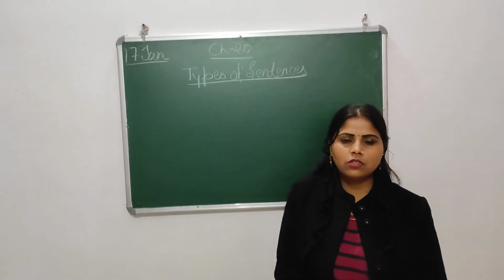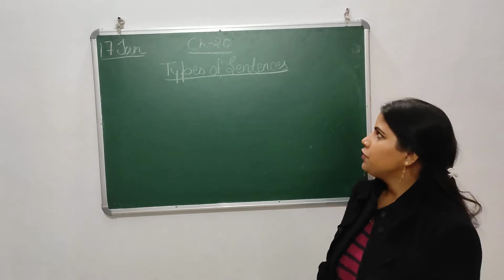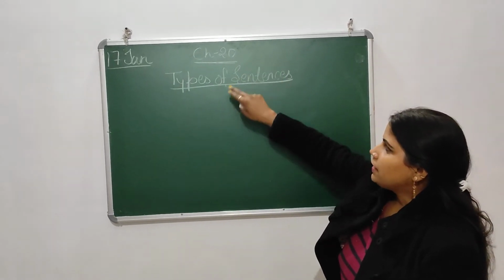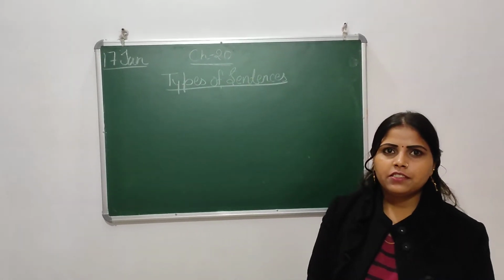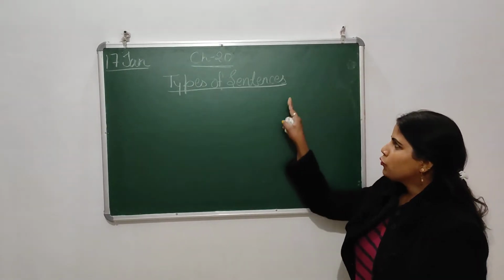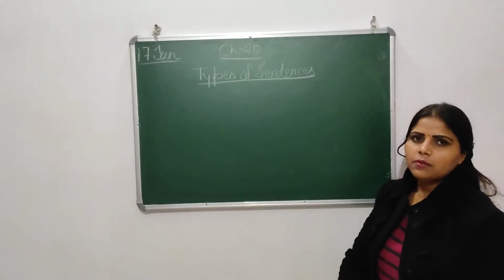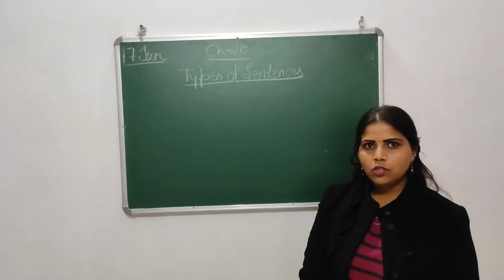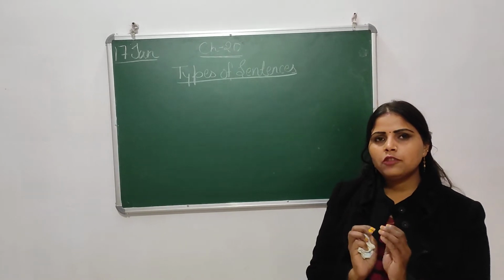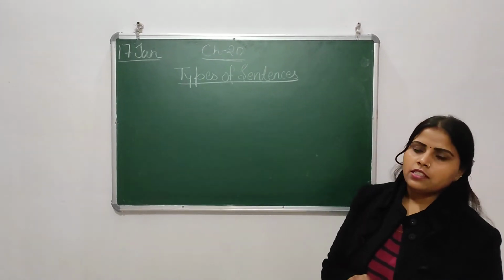Good morning class. Today we are going to start a new chapter in English grammar, which is chapter 20, types of sentence. Before starting this chapter, I want to give you a quick revision of the word sentence. So what is the meaning of sentence? As I told you, the group of words which make a complete, proper sense is called a sentence.